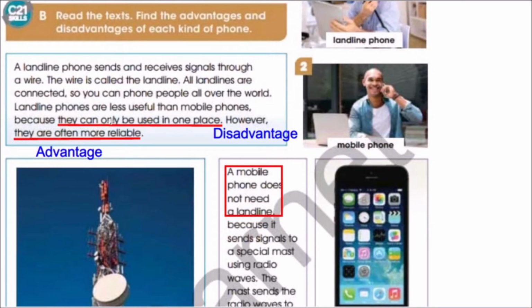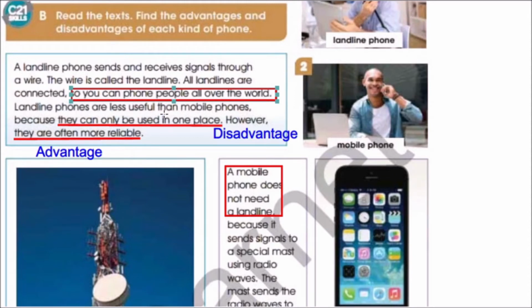We said that you can phone people all over the world. This is one of the advantages. Yes, so you can phone people all over the world. This is one of the advantages of landlines. But this is another one, more reliable than mobile phones, yes.